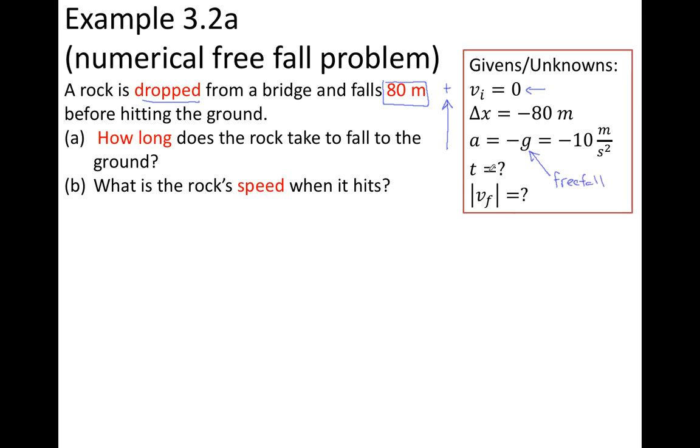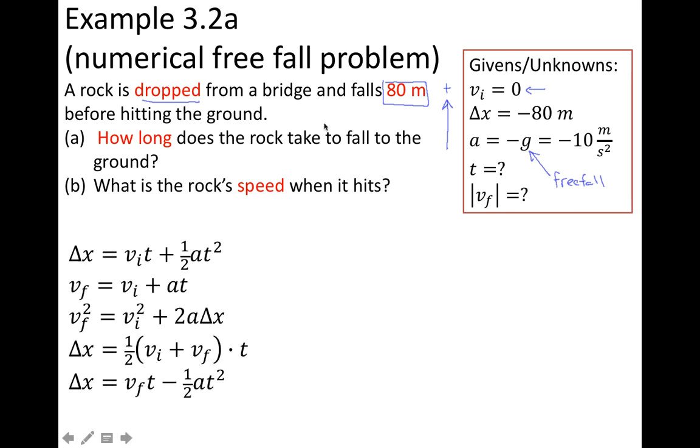Part A asks how long it takes. So part A is asking us to calculate a time. To solve for time, we need an equation. And here's our list of UAM, or uniformly accelerated motion equations from last chapter. We get to use them again. We want to find an equation with our 3 givens and our 1 unknown. And you can see here that it is the first equation.